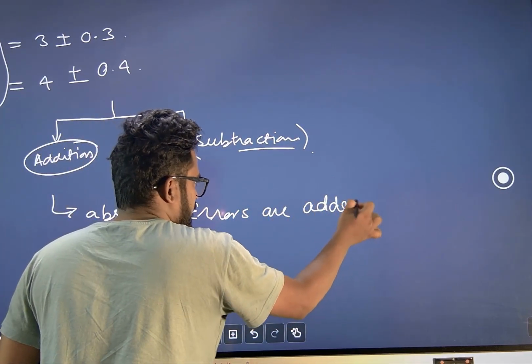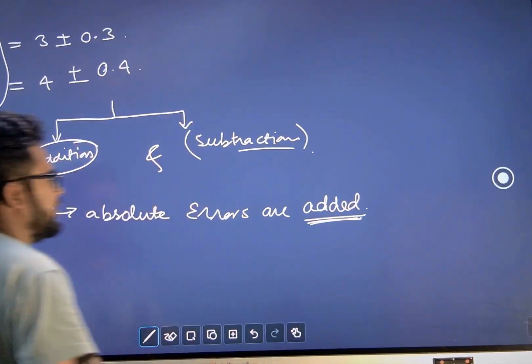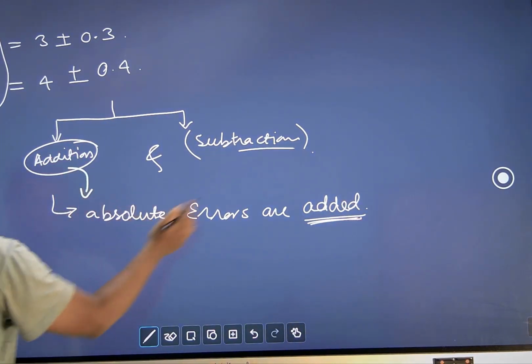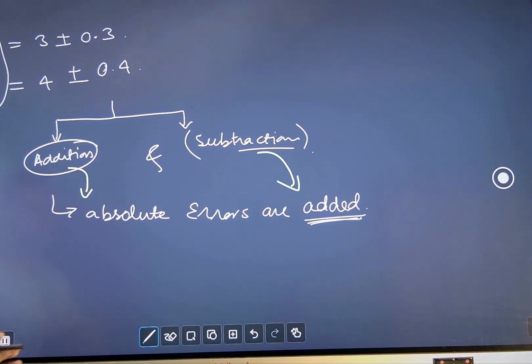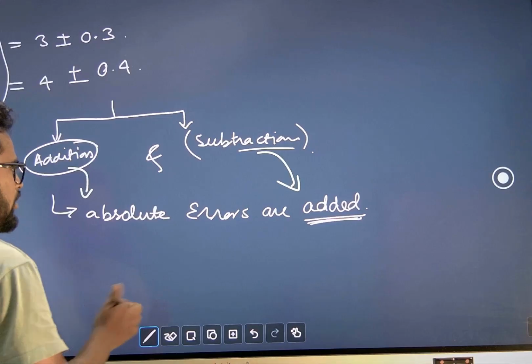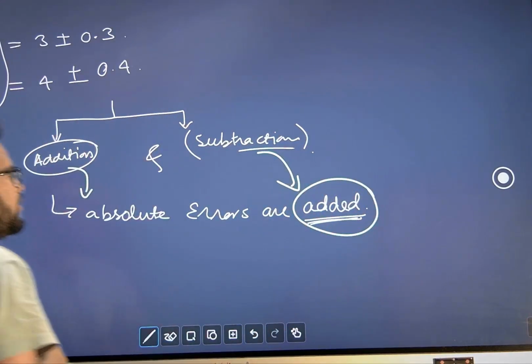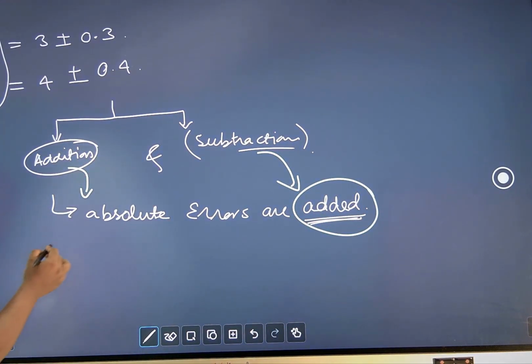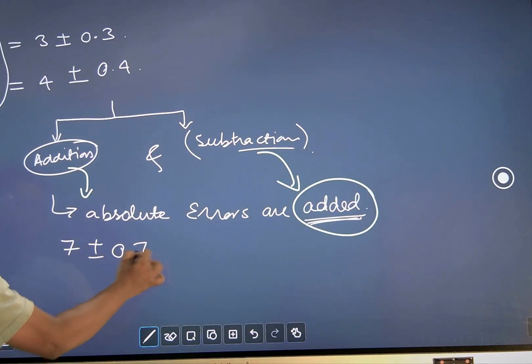So for addition as well as subtraction, absolute errors are added. Okay, keep it in mind, important point, added. Either addition you are doing or subtraction, in both cases absolute errors are going to be added only, no subtraction, only added. So for example, A plus B here would be 7 plus minus 0.7.